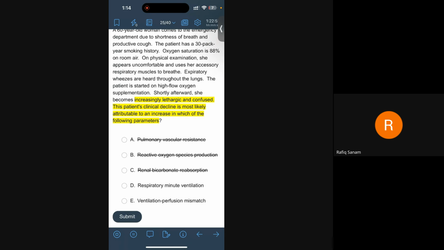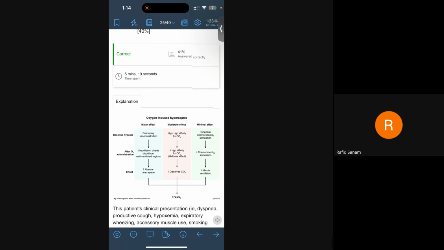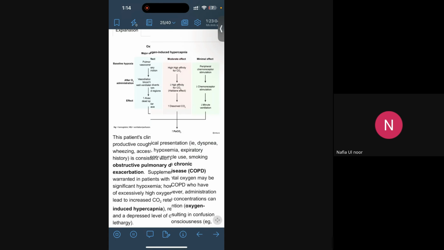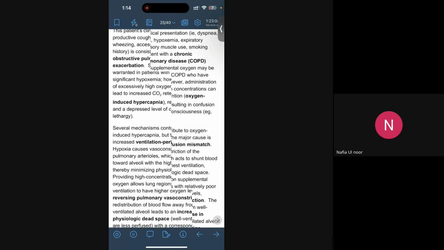Minute ventilation, it can increase. Respiratory rate decreases. Respiratory minute ventilation means tidal volume into respiratory rate, and here there is hypoventilation. It will decrease. So the right answer is ventilation perfusion mismatch. Oxygen induced hypercapnia: pulmonary vasodilation increases alveolar dead space, as in COPD oxygen induced carbon dioxide retention.